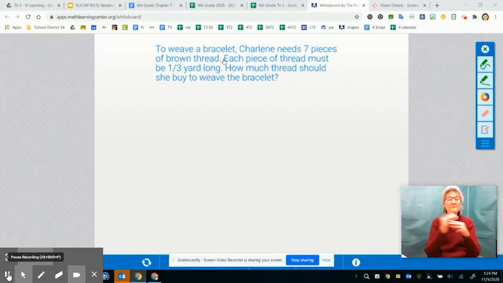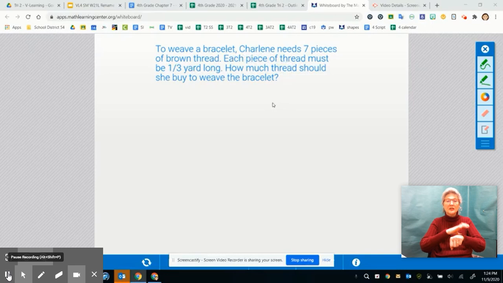The problem says, to weave a bracelet, Charlene needs 7 pieces of brown thread. Each piece of thread must be 1/3 yard long. How much thread should she buy to weave the bracelet?